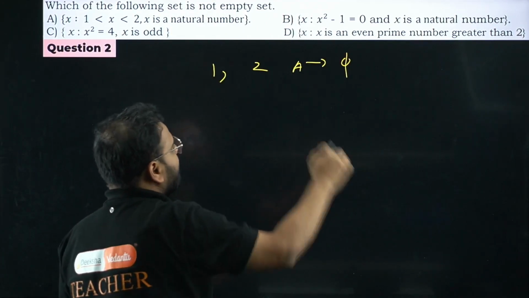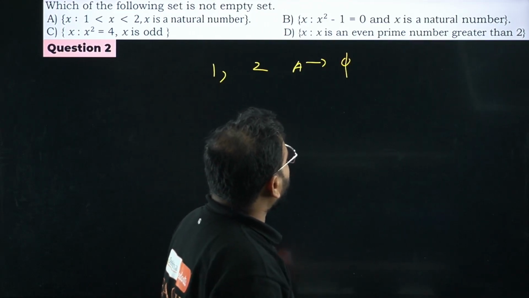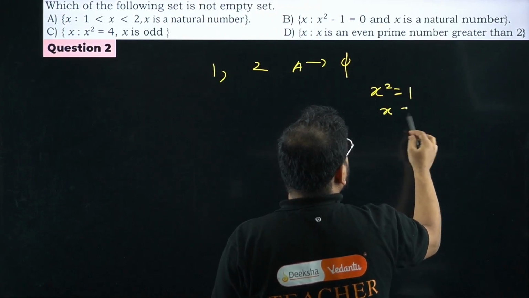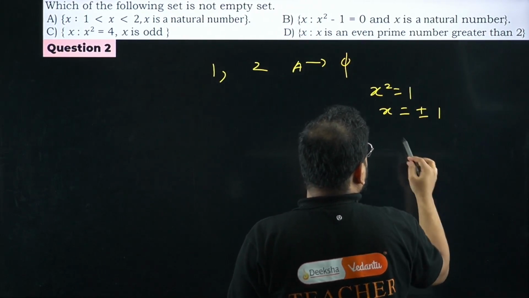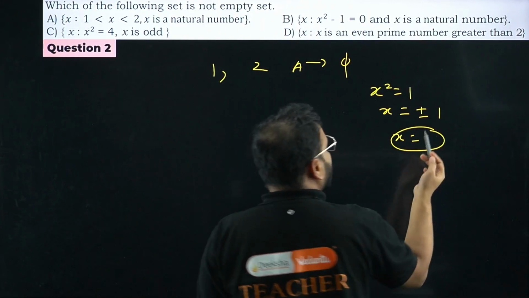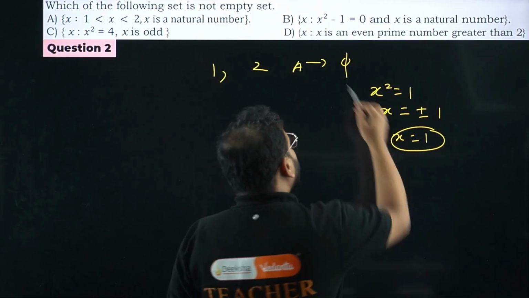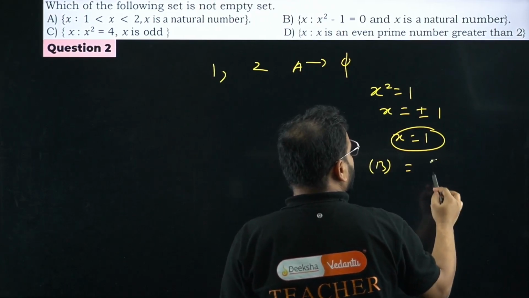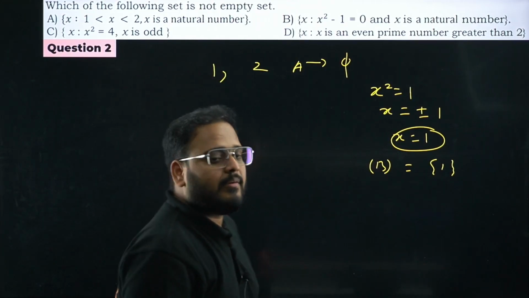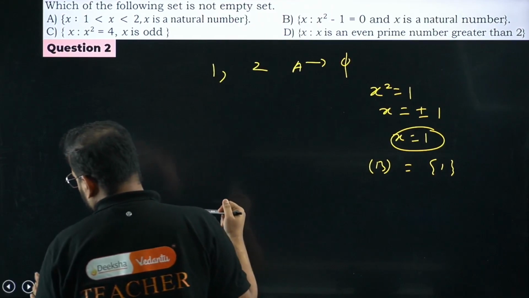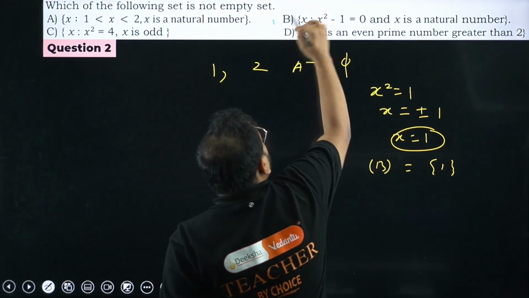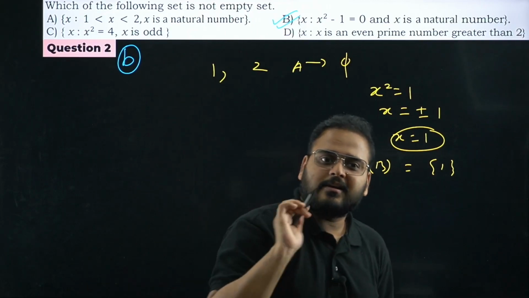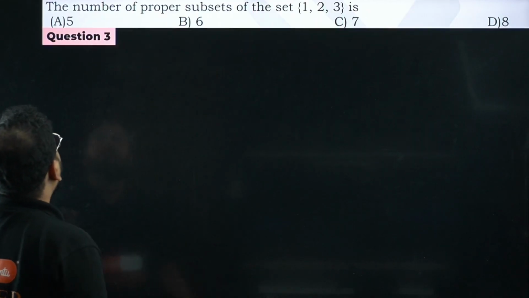Second one, x square minus 1 equals 0, x is a natural number. Think about it, x square equals 1, x equals plus minus 1. I want only natural, so x equals 1 can be there. Hence, is it an empty set now? No, sir, it's not an empty set. For option B, the set is nothing but {1}. So your answer is simply option number B. Is this clear? Please check. Let's move on to question number 3.